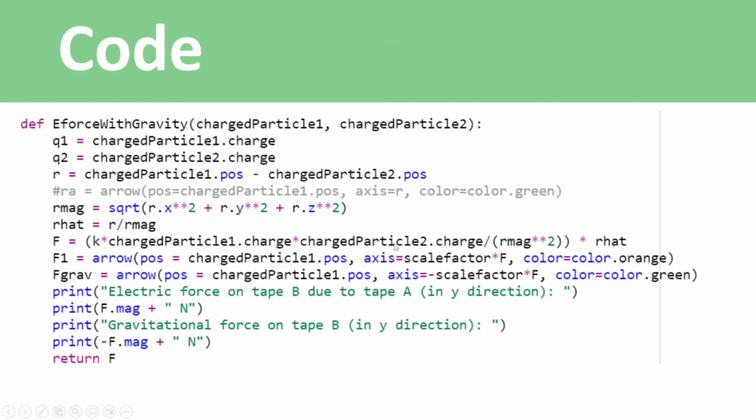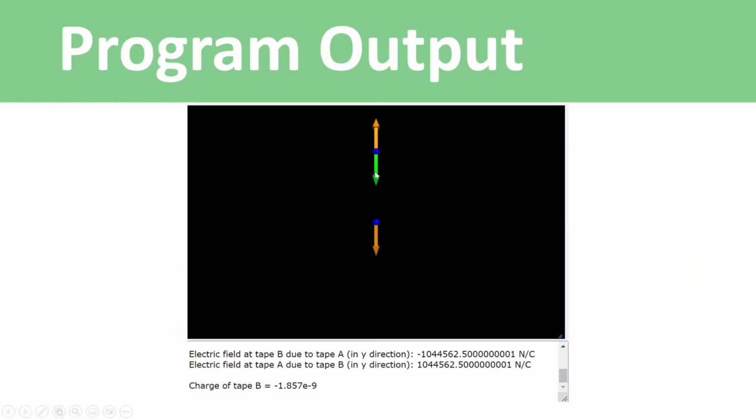This is some of the code. This was based on our lab 0 activity. I just had to modify a few things, such as what it had to print, and also modify the mass of my tape. This is the output, so you can see the forces acting here. This is tape B, and this is tape A and tape B. We can see the force of gravity, and the orange is the electric force acting on both of them.